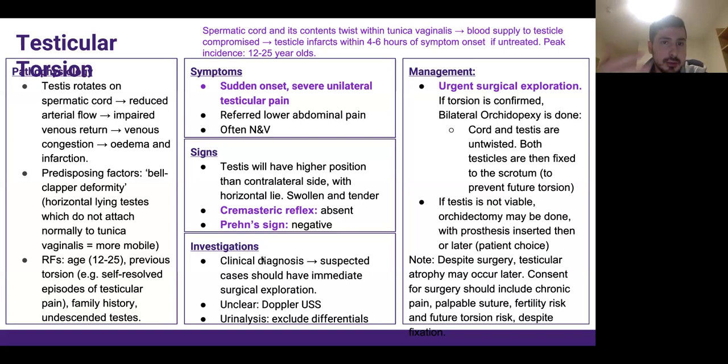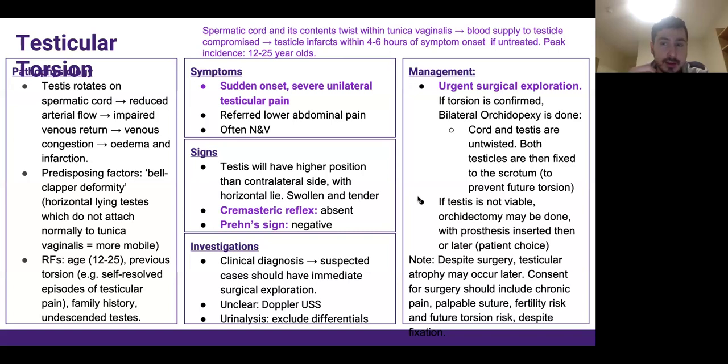That's because of the time you need to find this out to treat it. So you can't wait for investigations. But if it's unclear, you might want to do a Doppler ultrasound. The urgent surgical exploration is the management. So the urologist will cut into the scrotum and visualize whether the testicle has undergone torsion or not.